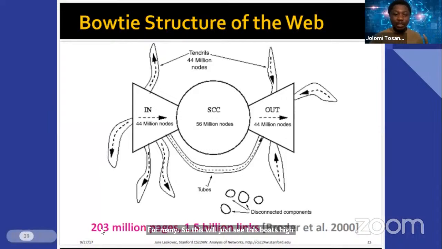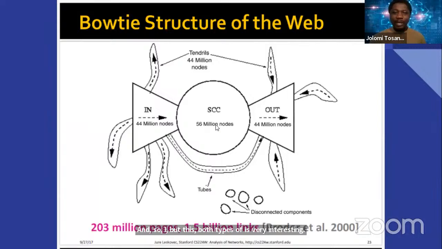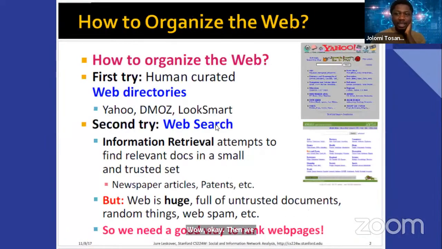Of the internet. It consisted of 203 million web pages and 1.5 billion hyperlinks as of year 2000, right? Then there are some disconnected components that aren't even part of this entire bow-tie. But this bow-tie structure is very interesting. Like, they were so surprised. Wow, okay, cool.